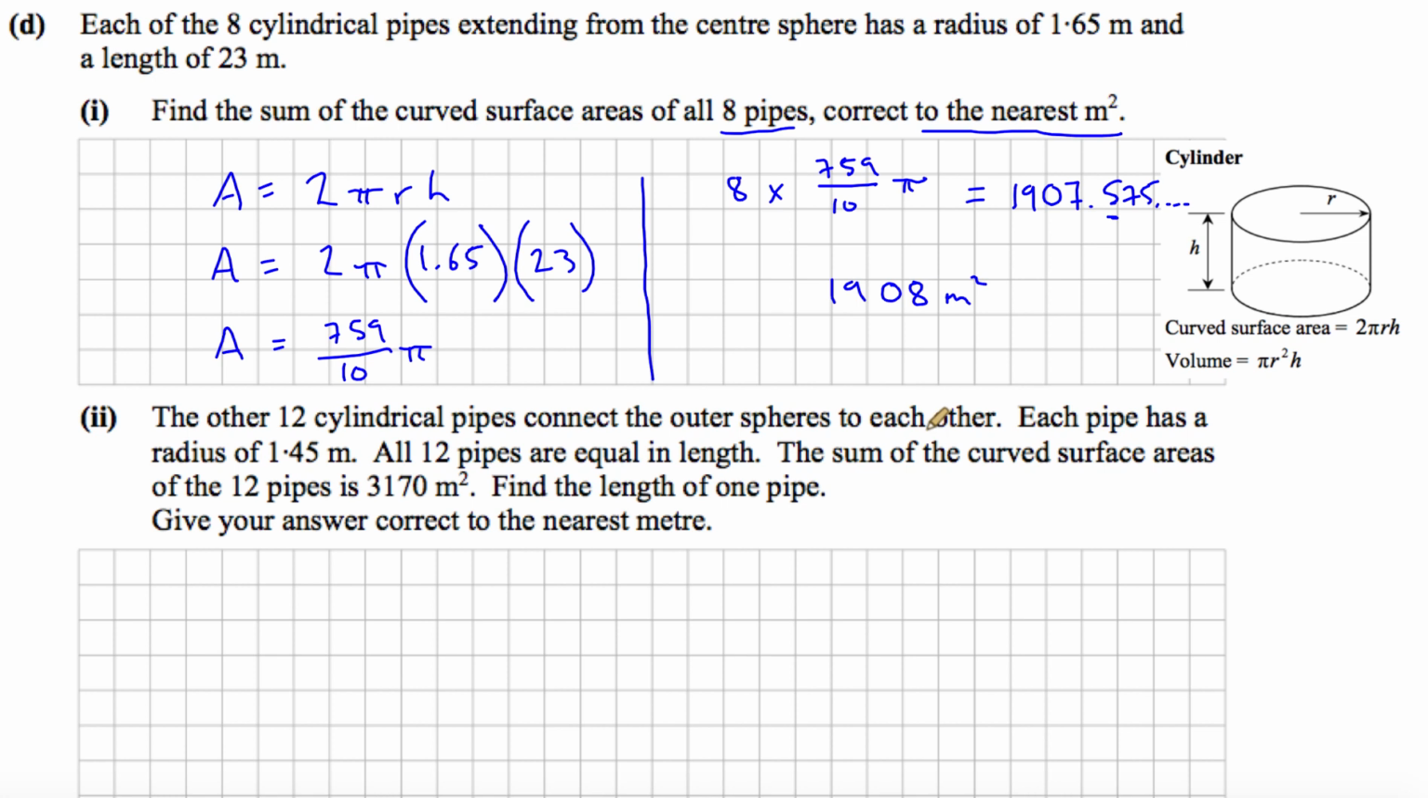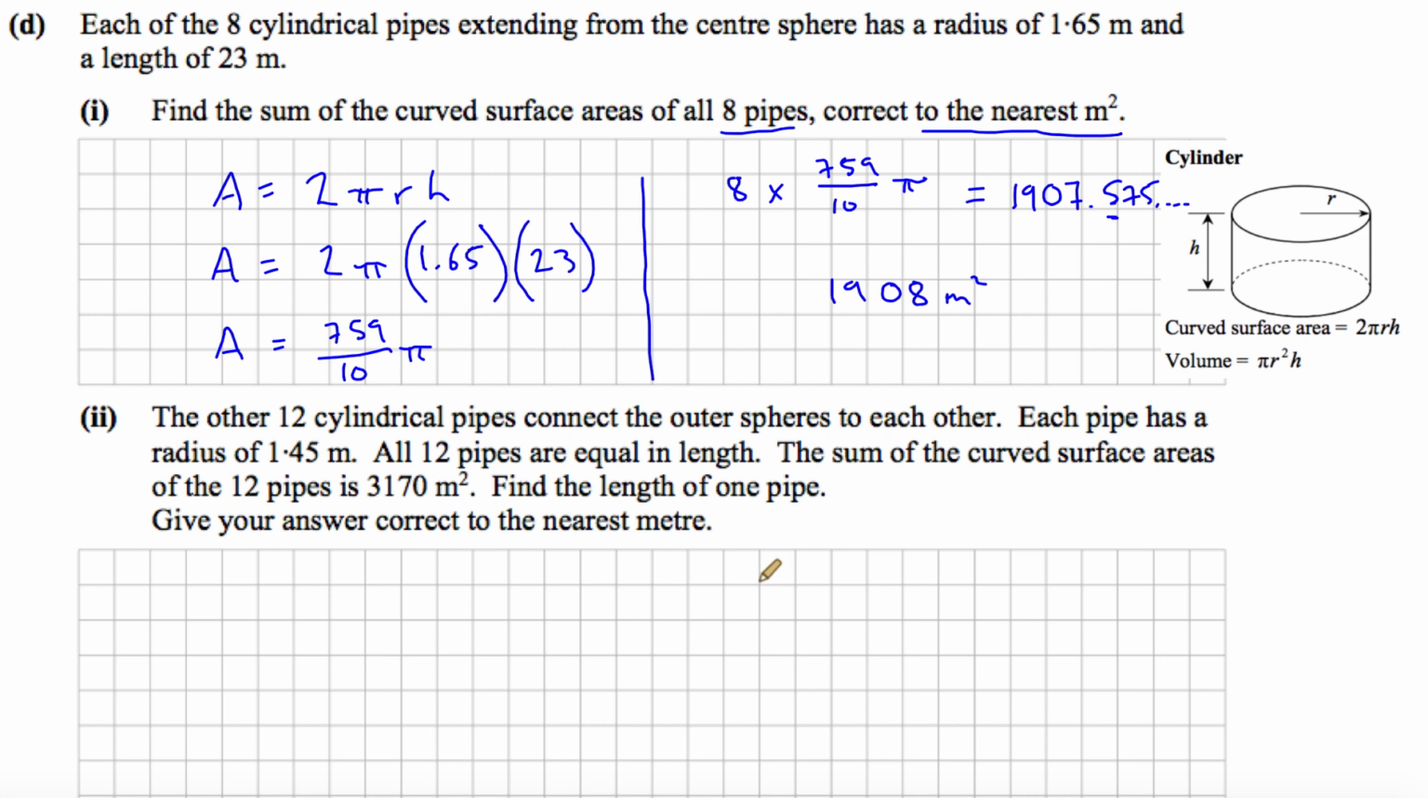Okay, D part 2. The other 12 cylindrical pipes connect the outer spheres to each other. Each pipe has a radius of 1.45 meters. All 12 pipes are equal in length. The sum of the curved surface areas of the 12 pipes is 3,170 meters squared. Find the length of one pipe and give your answer correct to the nearest meter.